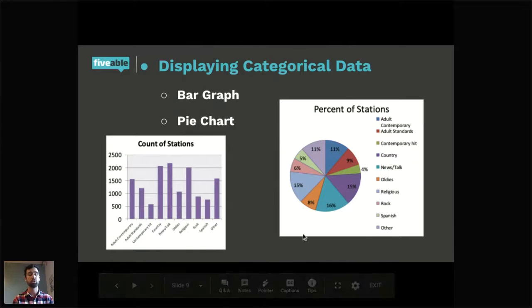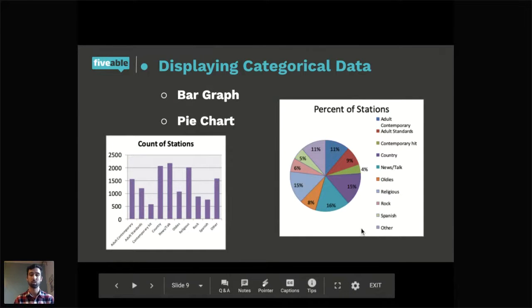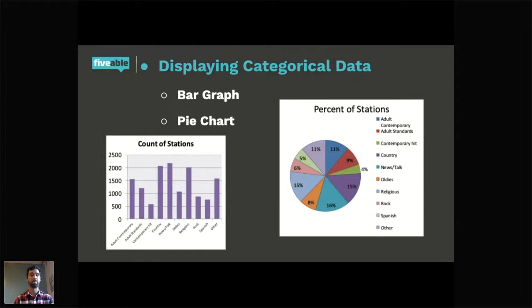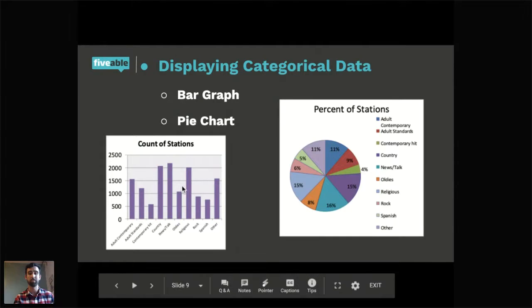We also can show the percent of stations. So the percent of stations, we're using a pie chart. Now, pie chart, the whole thing adds up to 100%, and then we make slices out of that based off the percentage. So it's the same data set as this one right here.